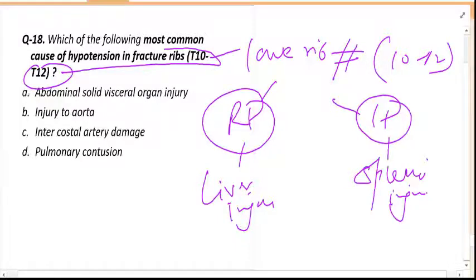So you can say abdominal solid organ injury is the most common cause of hypotension in fracture of the lower ribs. In the upper ribs, it could cause pneumothorax, hemothorax, flail chest, contusion, but in the lower ribs, mainly it will cause abdominal solid viscera organ injury, which will lead to these complications. This causes hemoperitoneum, and hemoperitoneum will lead to hypotension.